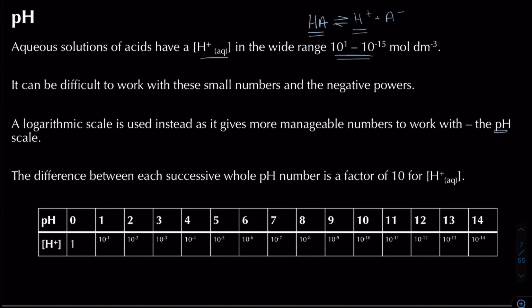Now, when we look at the pH numbers going from 0 to 14, each successive whole pH number is a factor of 10 for the concentration of H plus. So going from, for example, pH 1 to pH 2, we've decreased by a factor of 10, we've divided by 10, going from 10 to the minus 1 of the concentration of H plus to 10 to the minus 2 of the concentration of H plus. And the same thing works all the way up until pH 14, where the concentration of H plus is 10 to the minus 14.